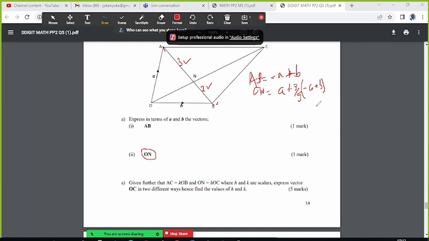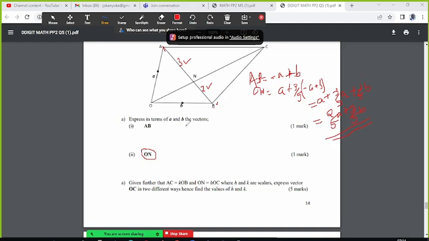So if we open brackets, we get the vector A minus 3 over 5 A plus 3 over 5 B, and subtracting, we have 2 over 5 A plus 3 over 5 B. So we have worked out vector ON.